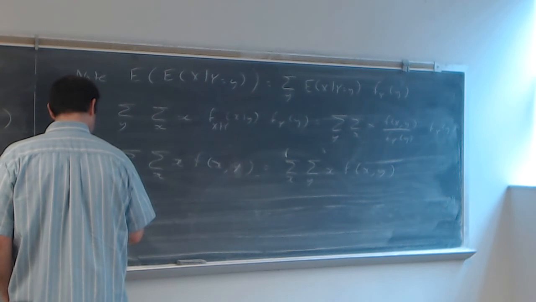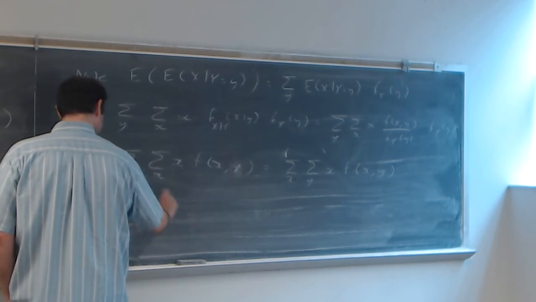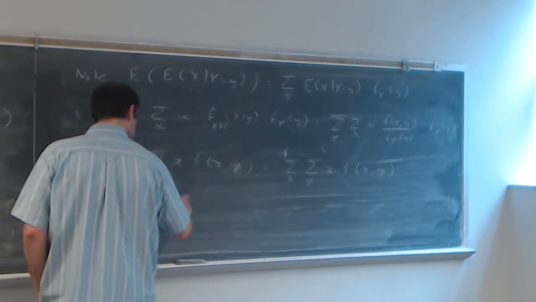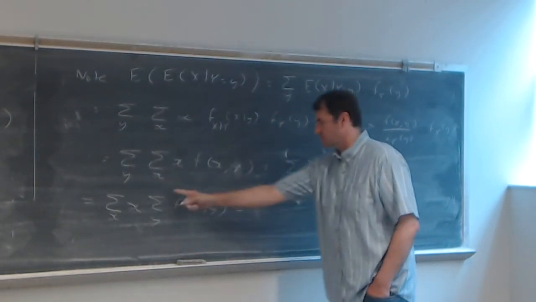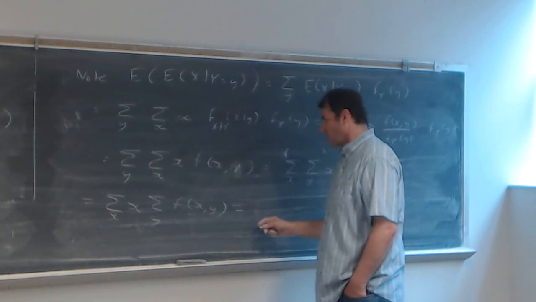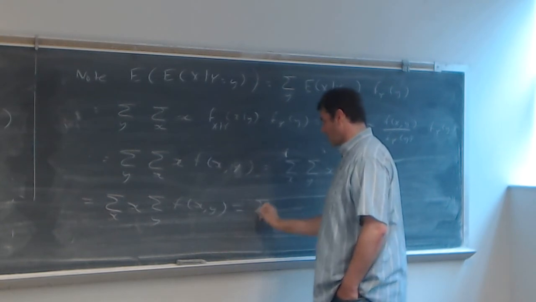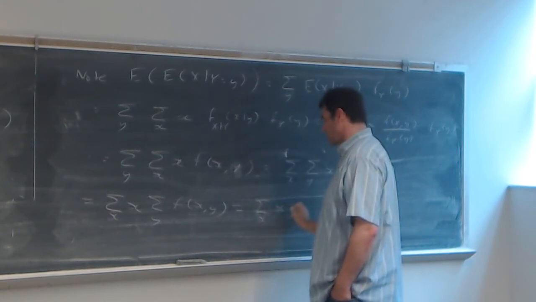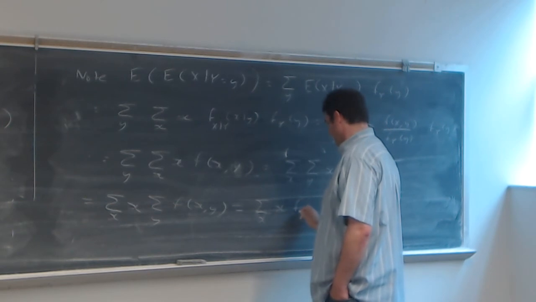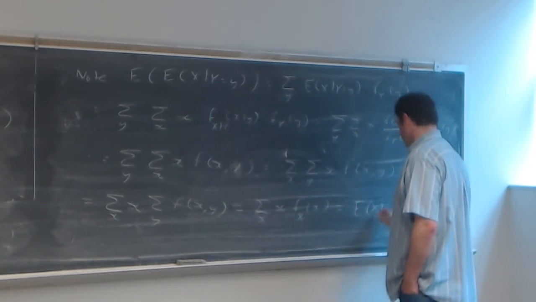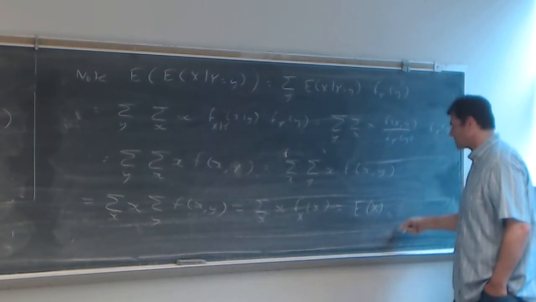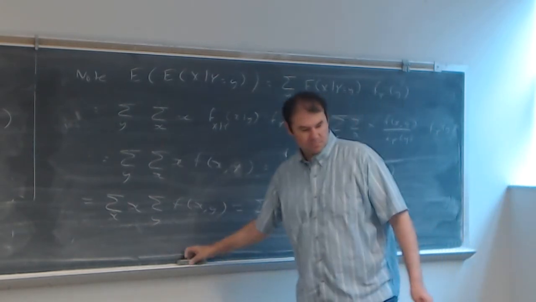I'm going to pull out the x, as it is a constant with respect to y. And the latter sum, the inner sum, the sum over the y's of the joint, just yields the PMF of x. And so that is definitely the expected value of x. And so that's the proof in case 1.